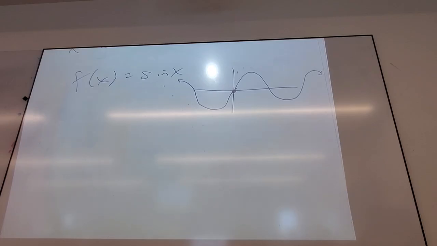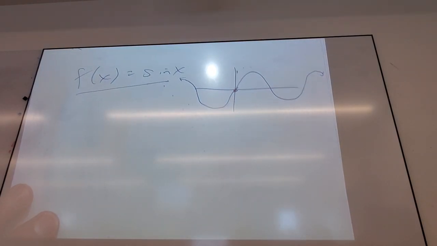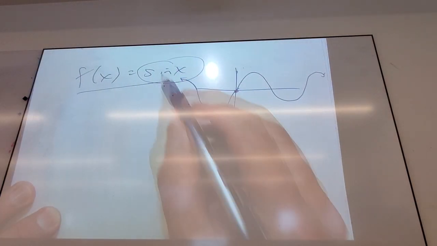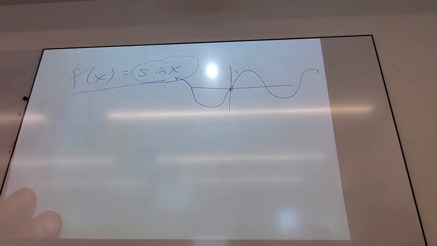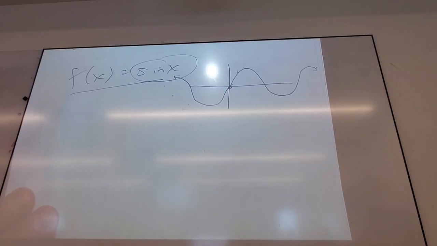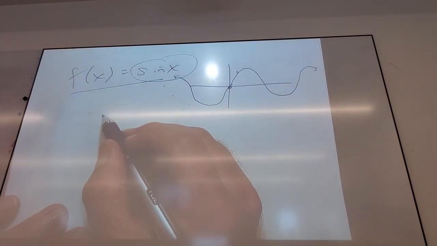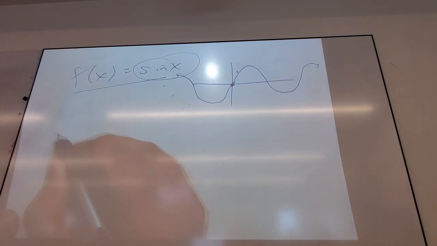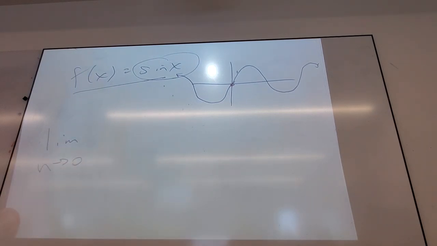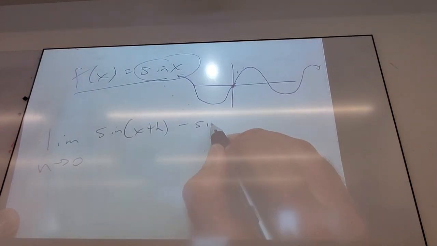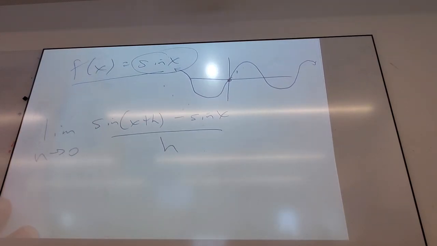Keep that in mind. Now, I want to know the derivative of this. What do I have to use? Is this in the form of x to the n? So not. So what do I have to use? The limit definition: f of x plus h minus f of x, divided by h, yes?